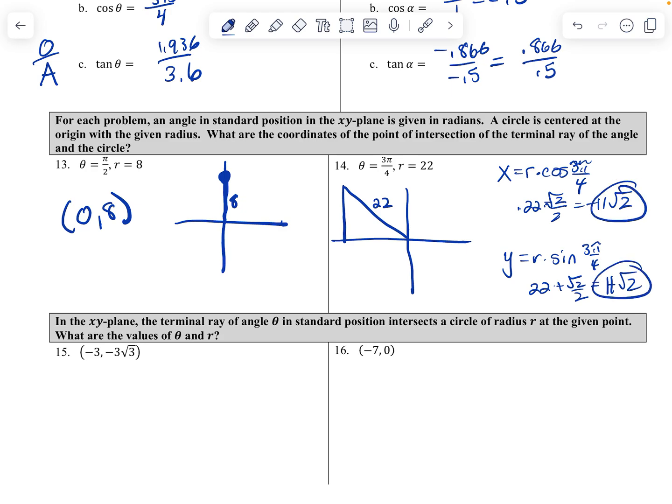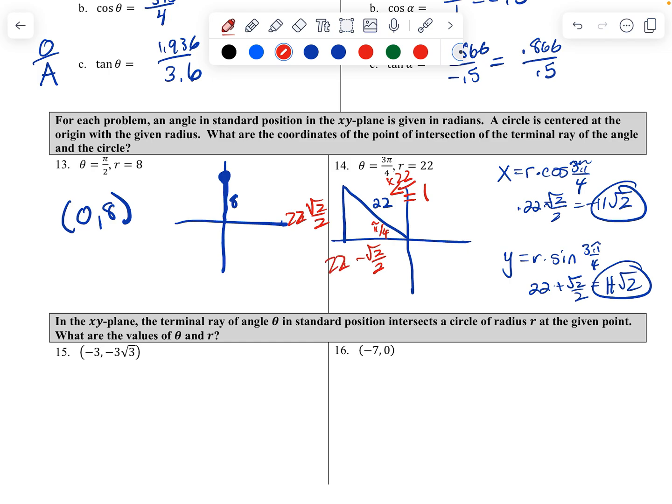The other way we could do it is we could say, oh, well, I know this is pi over 4. So this is positive root 2 over 2, and this is negative root 2 over 2. But usually our radius is 1. So to get here, we have to multiply by 22. So these all have to be multiplied by 22.